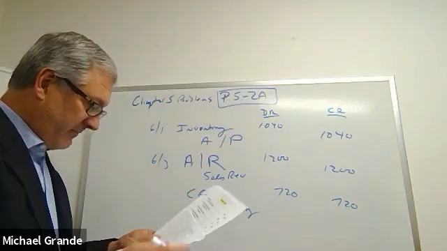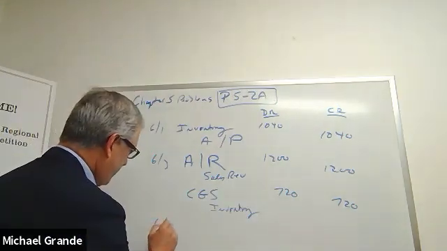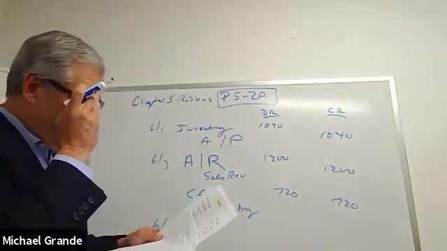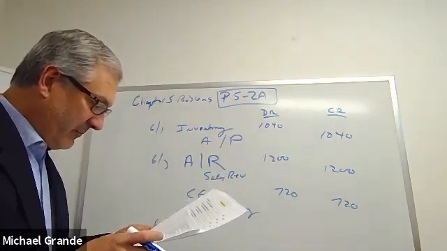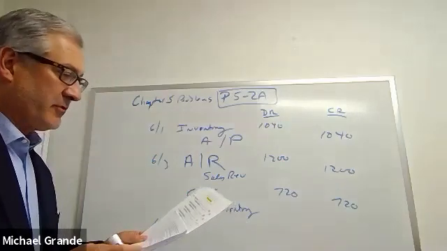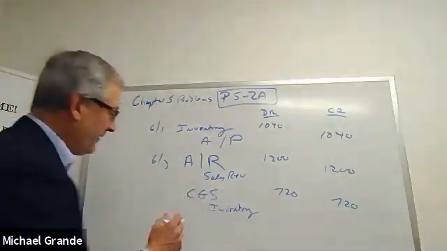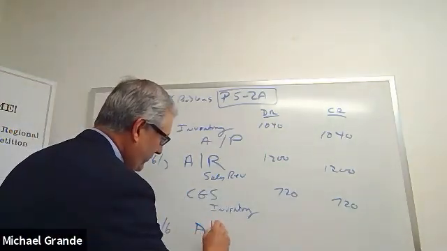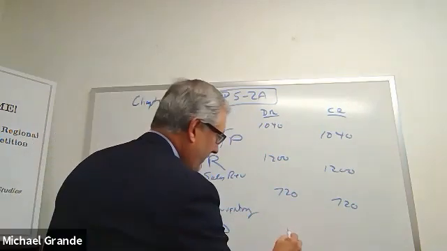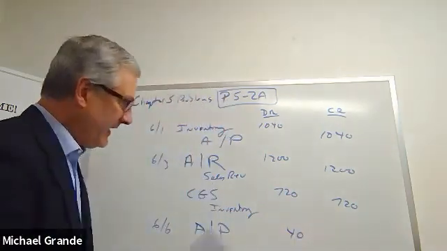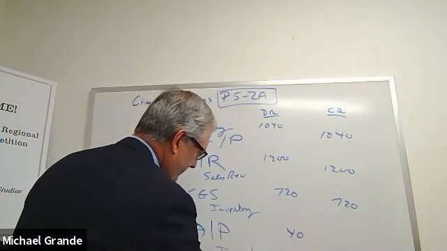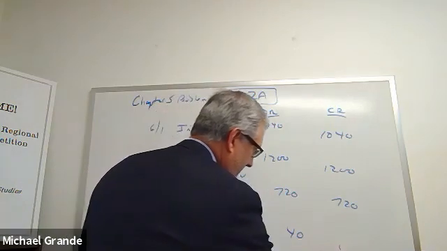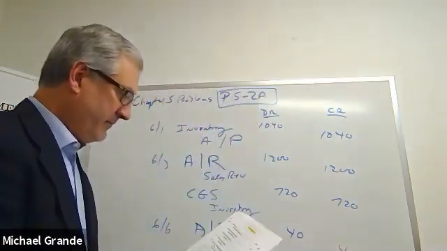On the 6th, 6/6. Received a $40 credit for books returned to the publisher. So they're returning something. They're going to reduce the amount of money that they owe those people, reduce the accounts payable by $40 and take it out of inventory. $40.